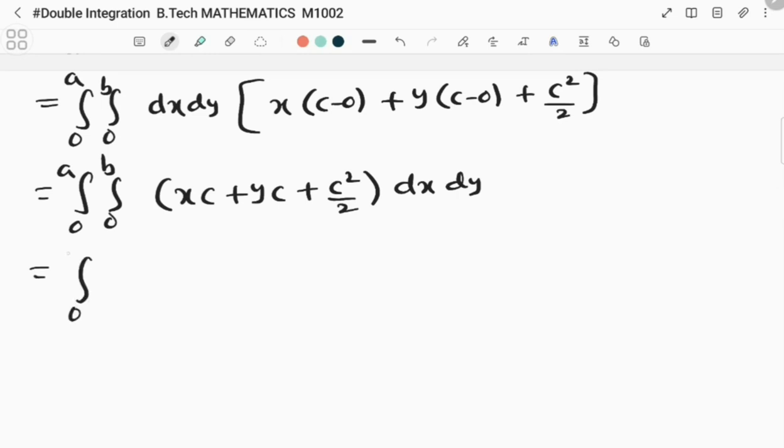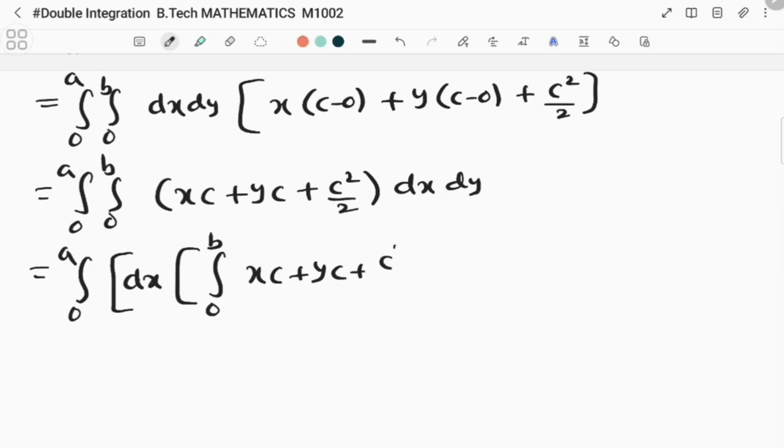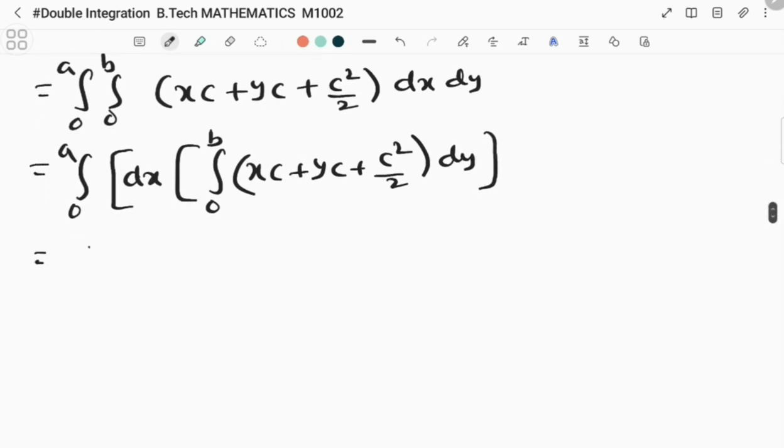So integral 0 to a dx, xc into integral dy is y, applying the limit 0 to b, yc integral 0 to b dy is y, applying the limit 0 to b, c square by 2 integral dy is y, applying the limits 0 to b. Now integral 0 to a dx, here xc into b minus 0, yc into b minus 0, plus c square by 2 into b minus 0.